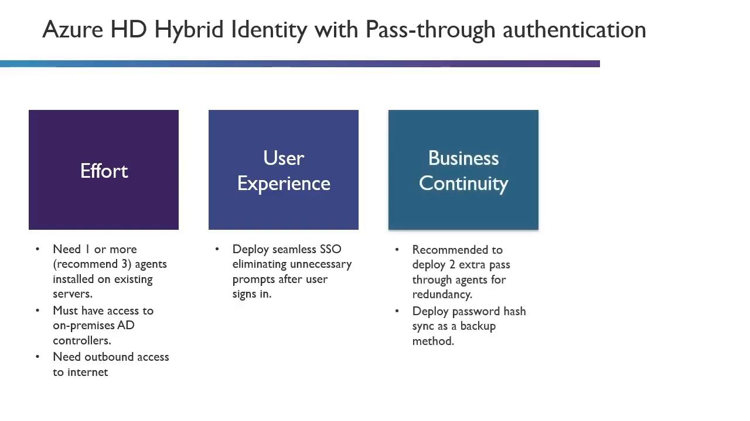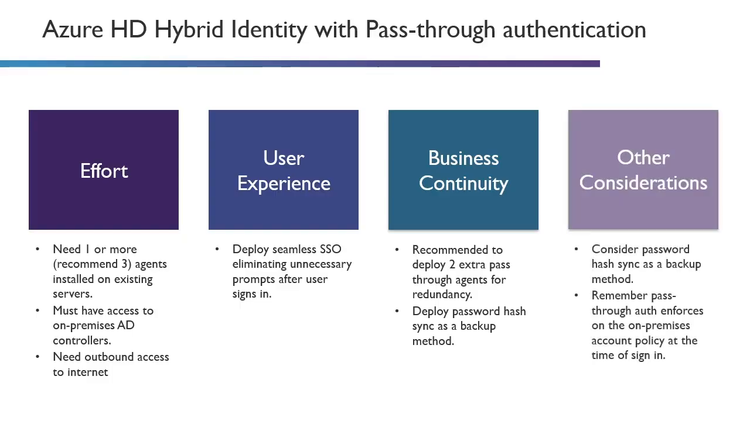Business continuity, just mentioned: you recommend to deploy those 2 extra pass-through agents for redundancy. Now you can also deploy password hash sync as a backup method. So even if you want to mainly focus on doing pass-through authentication, maybe you've got some requirements on that, you want to enforce some policies on premises immediately and have that take effect as soon as they sign in. That's one of the considerations, because pass-through authentication enforces on-premises account policy at the time of sign-in, but you could deploy password hash sync as a backup method as well.